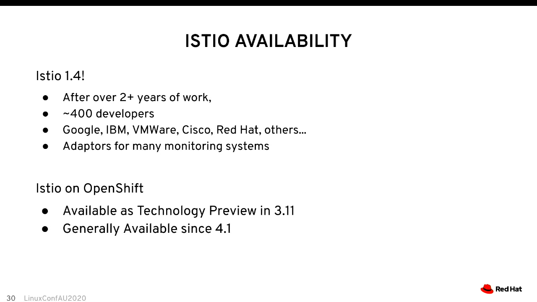Finally, I just wanted to say what we have in OpenShift. Istio is available in OpenShift since 4.1, fully supported. In version 3.11, it was a technology preview. If you've heard about technology previews, it was more like getting feedback from our customers and incorporating that feedback so that it could be fully supported. But in the latest versions of OpenShift, which is 4.1 and above, it is fully available as part of OpenShift without any additional subscriptions.